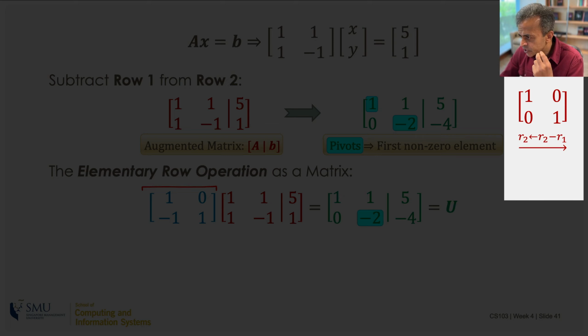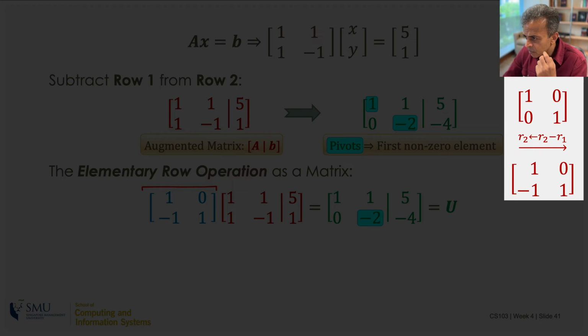I subtract the first row from the second row. Nothing happens to the first row. The second row, I subtract the first row. So it is minus 1 plus 0. The second part of it, I'm subtracting the first row from it, but the first row is already 0. So it's 1 minus 0. So that resulting matrix is the elementary operation.